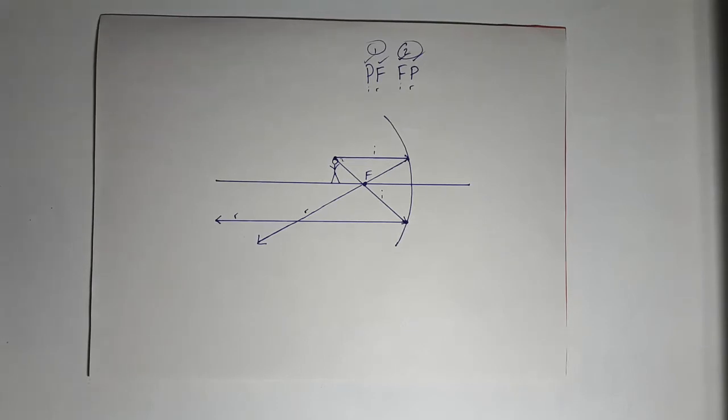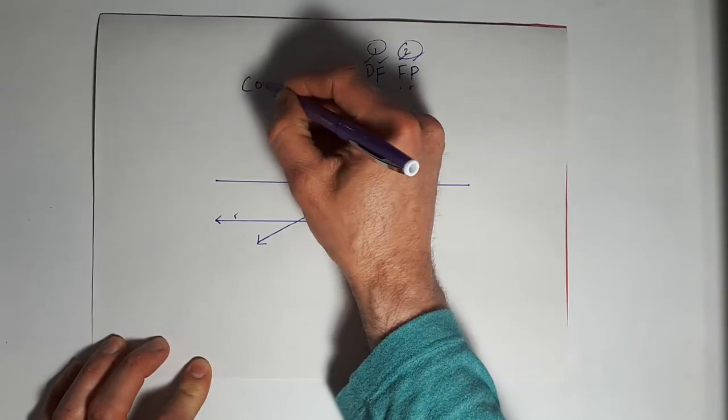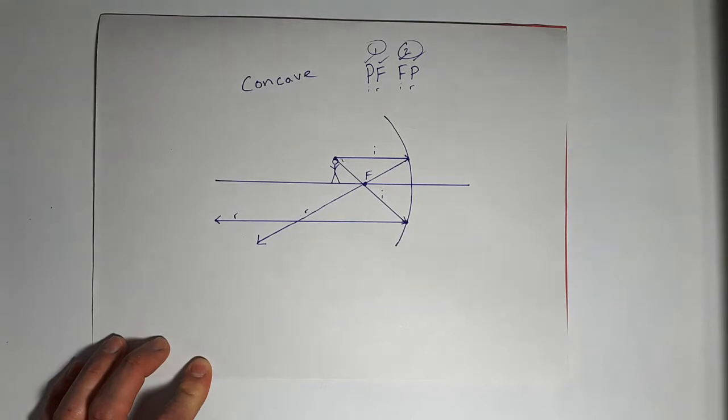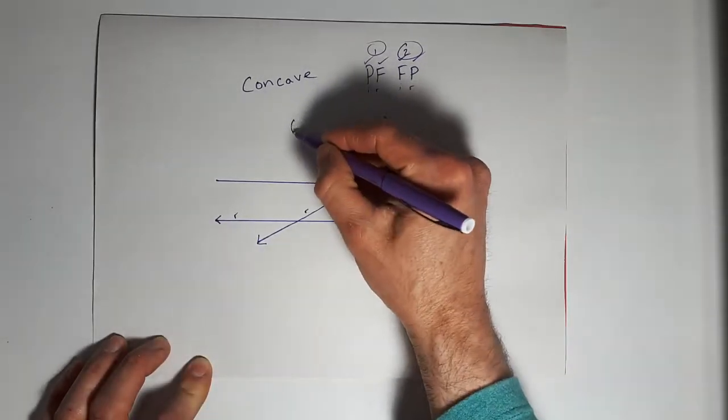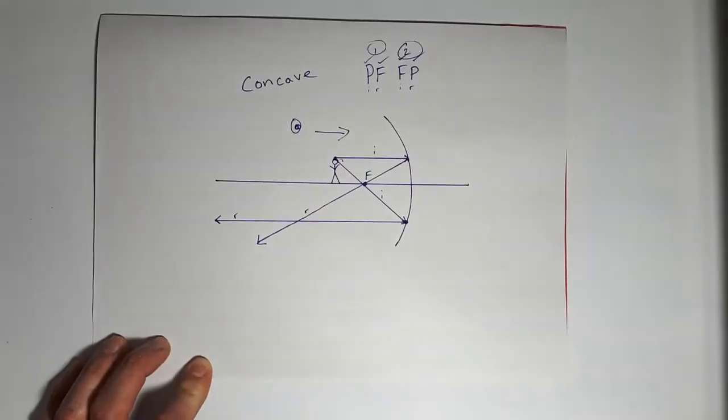Okay, so now we're going to do the second part of this video, and that will be to draw our image and to classify it. Let's not forget, we didn't label this, but I'm going to call this concave, just so we're all aware of what's going on. Concave, and the reason why it's concave is because we're looking into the cave. So if you've got an eyeball here, you're looking into the mirror that way.